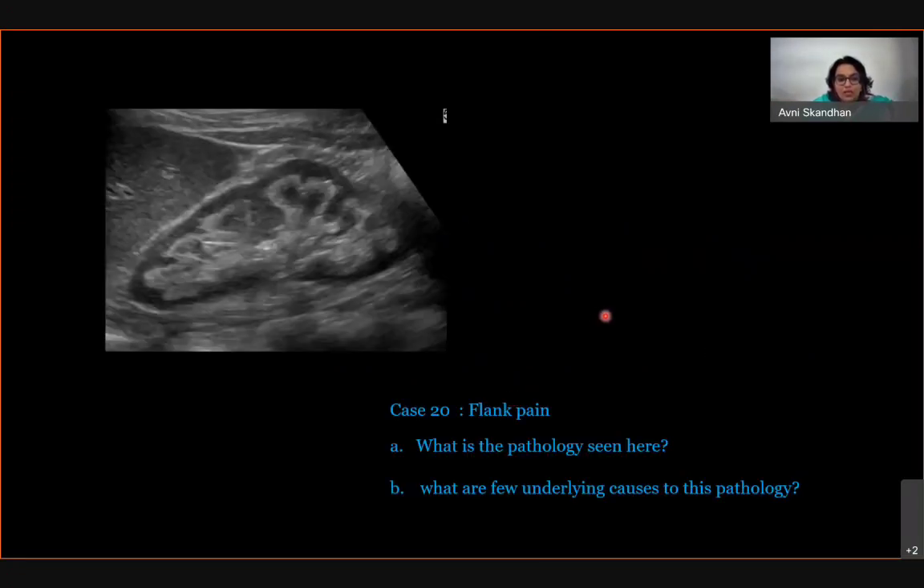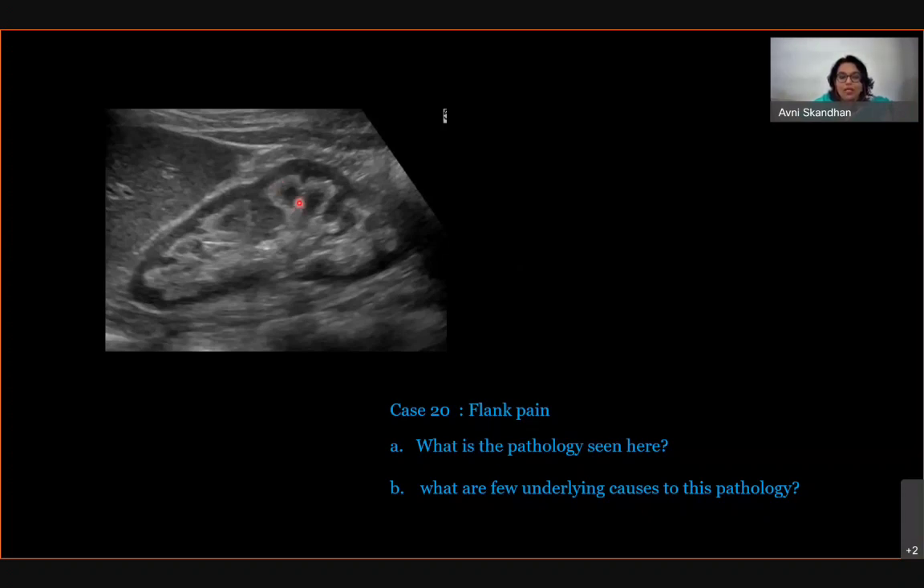Now this one is an ultrasound image. This is something which we see very often. So what is the pathology seen here? Hyperechoic. What is hyperechoic? You can't say for sure it's medullary sponge kidney. You cannot say it's nephrocalcinosis. It is the medullary, or hyperechoic.